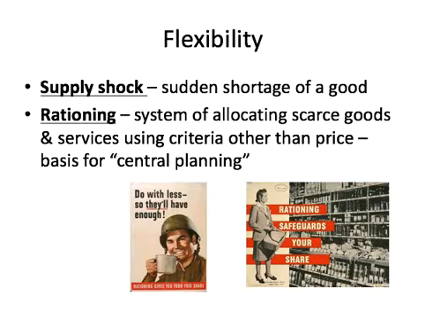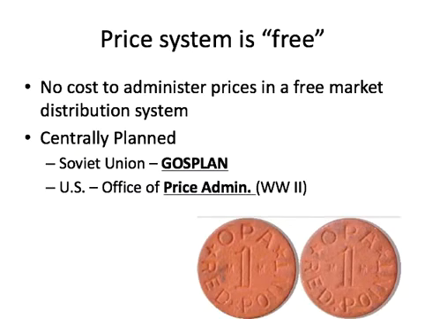So rationing, even though prices are still there, is sometimes implemented. We see that this system has been used a couple times in history. It's been used in the UK during World War II. In the US, we actually had an Office of Price Administration, which was responsible for setting the prices and coming up with this system. So there's no cost to administer prices in a free market distribution system.